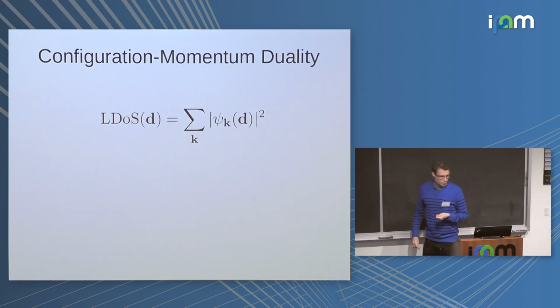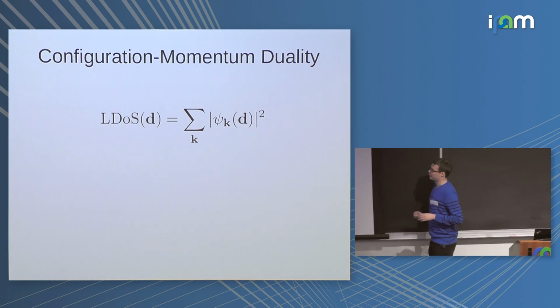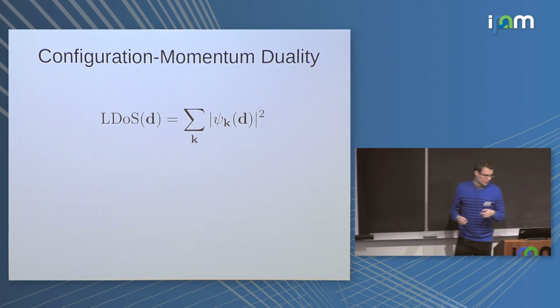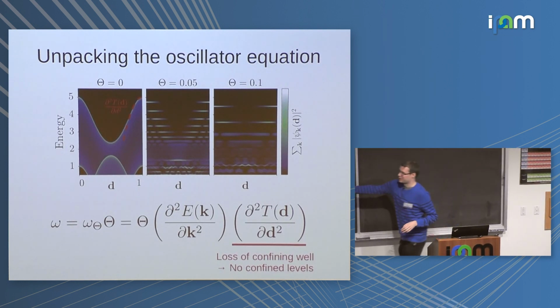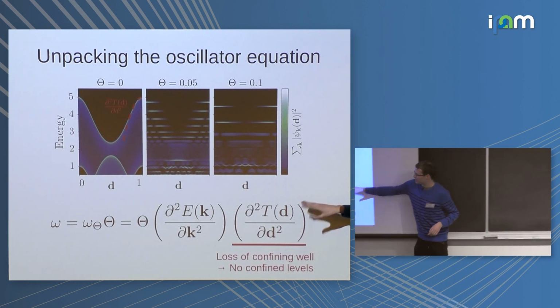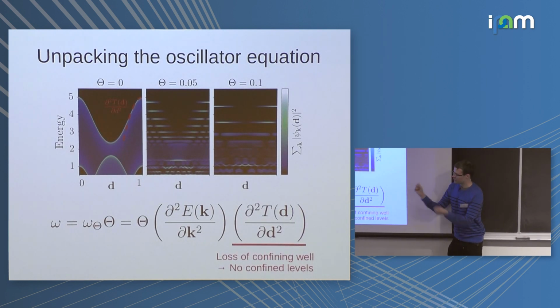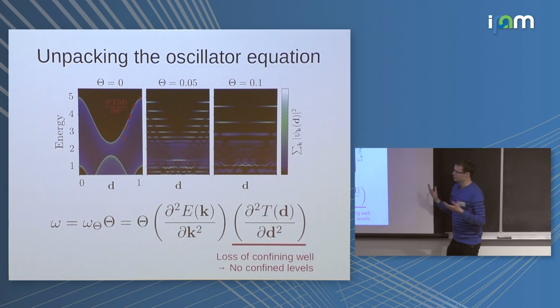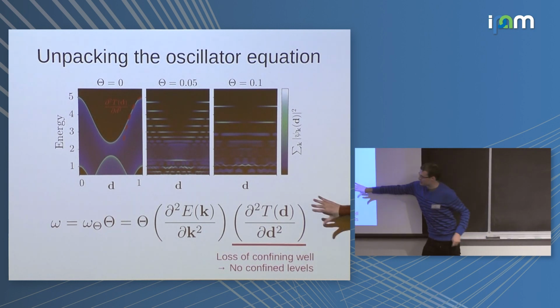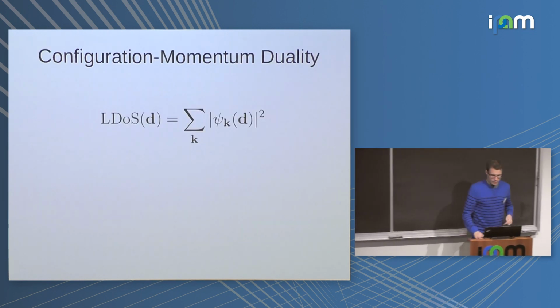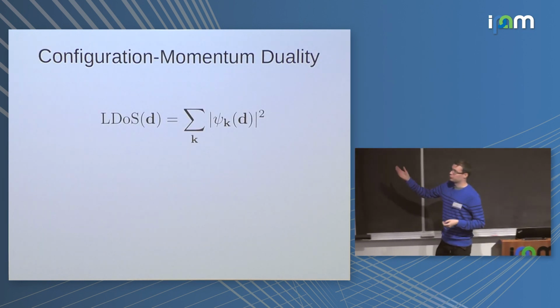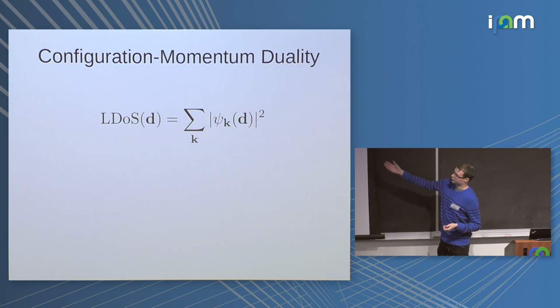Okay, so inspired by this equation, I'm going to talk about this configuration momentum duality. Sorry, this is the equation I'm talking about. If I just ignored E and T and just replaced D and K, you can interchange these variables and nothing really changes. I'm going to argue that these are actually the same object, just in different bases. So what have we been looking at? We've been looking at the local density of states as a function of configuration.